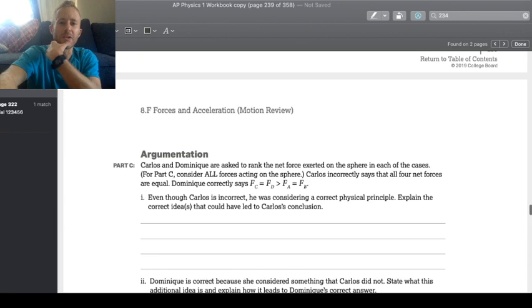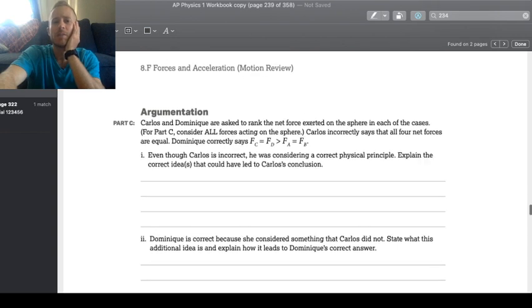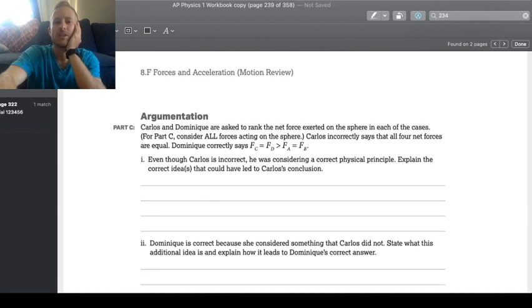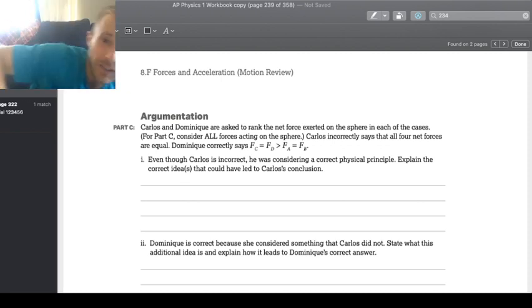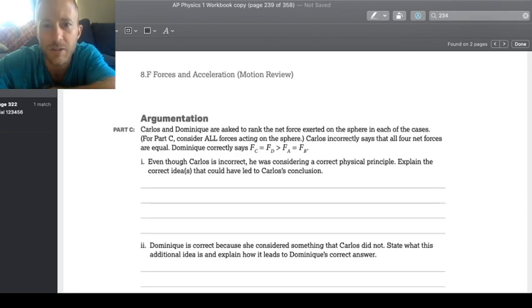Oh gosh, here we have another argumentation with Carlos and Dominique. Carlos and Dominique are asked to rank the net force exerted on the sphere in each of the cases. In part C, consider all forces acting on the sphere. Carlos incorrectly says that all four net forces are equal. Dominique correctly says that FC equals FD, which is greater than FA equals FB.